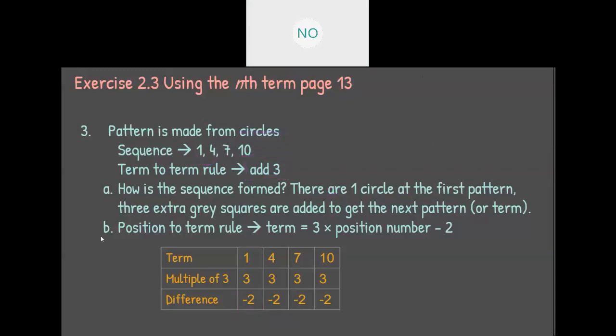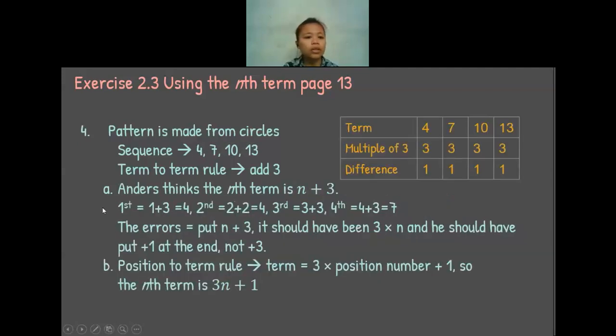For question 4, the pattern is made from squares. And then for the sequence here, we just count how many squares are there. It will be 4 and then 7, 10, 13. The term-to-term rule, we do the same thing. We have to add 3 gray squares.